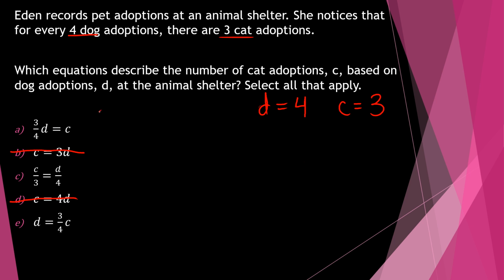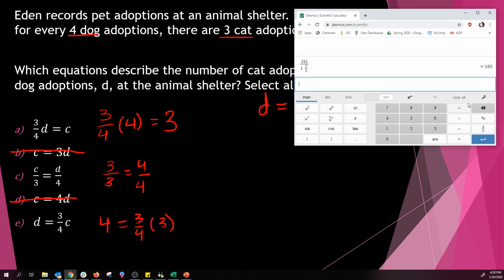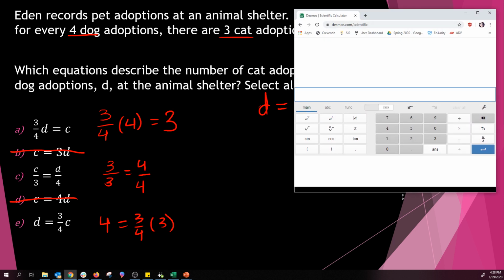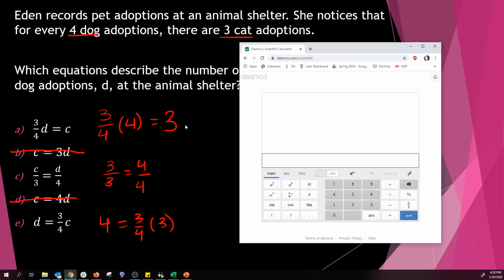So for A, 3 over 4 times 4 equals 3. I'm going to set all of these up at one time and then we'll go ahead and type them into a calculator to double check. So we have 3 over 3 equals 4 over 4. And so this is 4 equals 3 over 4 times 3. Alright, so I'm going to pull back our calculator, clear all of this, and I'm going to type these in to see if we get what it equals.